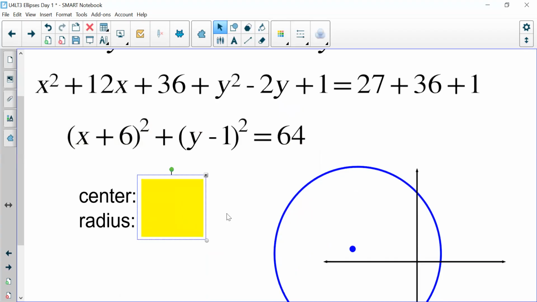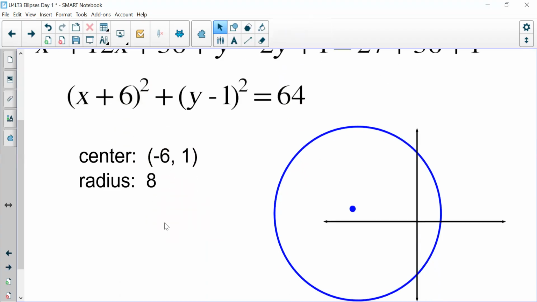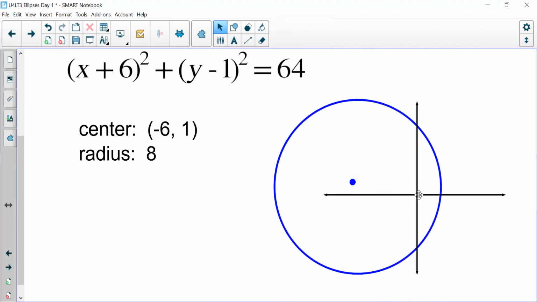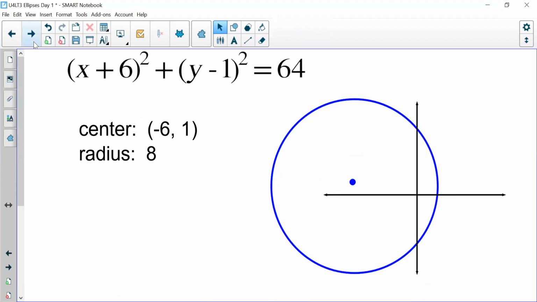And now I know the center and the radius. The center is (-6, 1). The radius is 8. We were asked to graph it. So I would go from the origin to the left 6, up 1, and then graph, and then try to go 8 in all directions as best as I can.